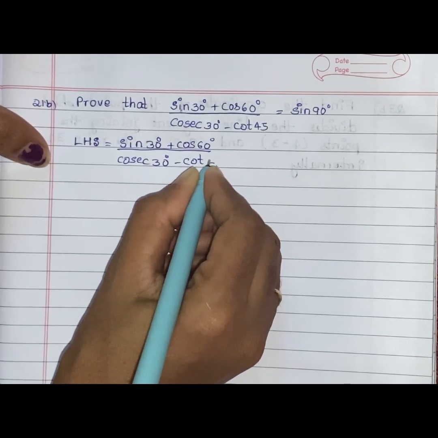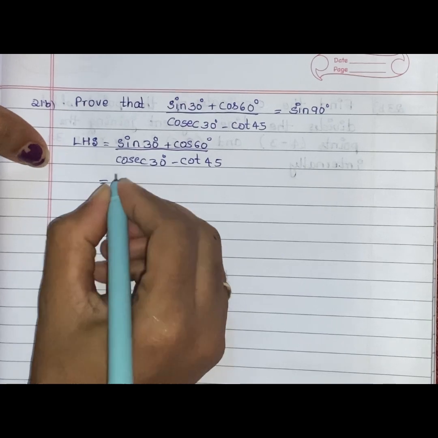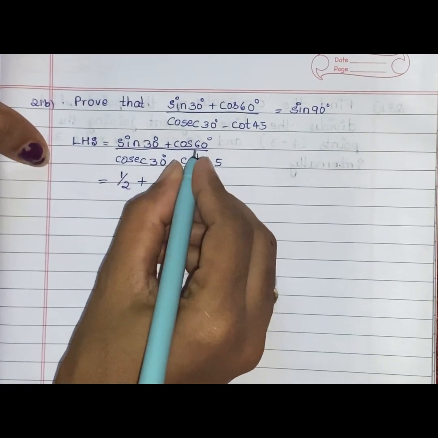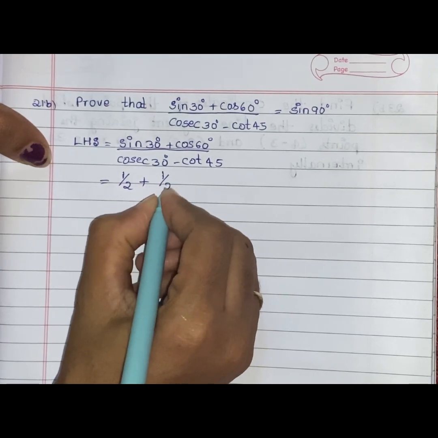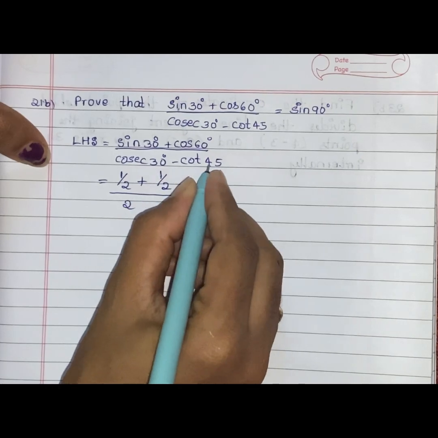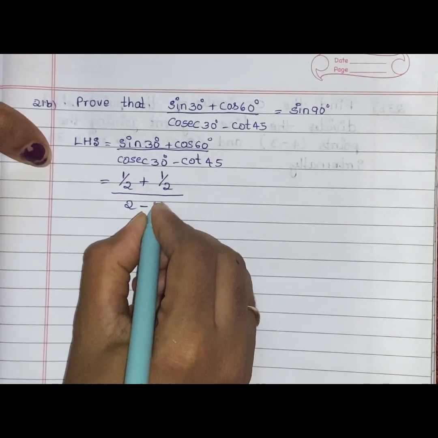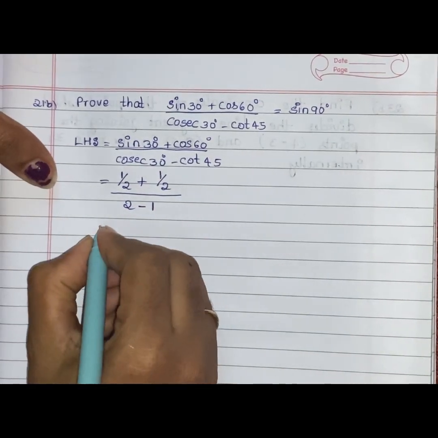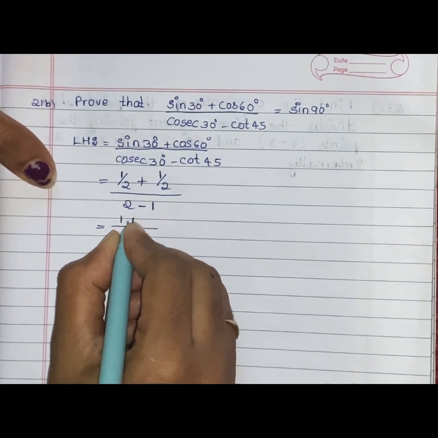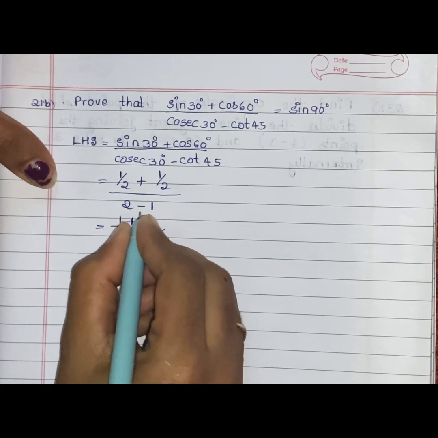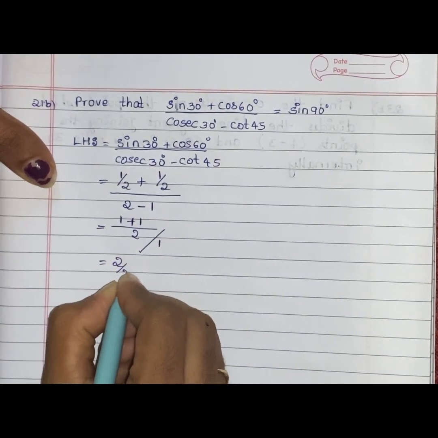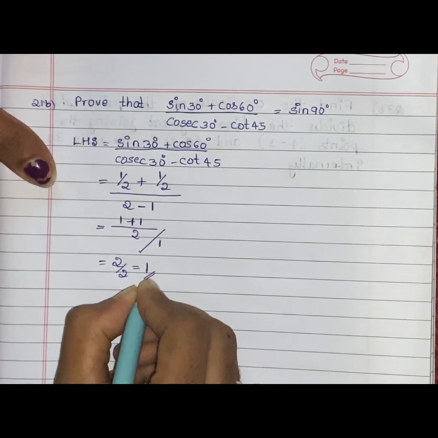minus cot 45. Okay, so here sin 30 value we know that is 1 by 2 plus cos 60 value is 1 by 2, cosec 30 value is 2 and cot 45 value is 1. Okay, so if we simplify this, it is 1 by 2 plus 1 by 2, that is 1, divided by 2 minus 1, which is nothing but 1. So that is 1 by 1 is equal to 1.